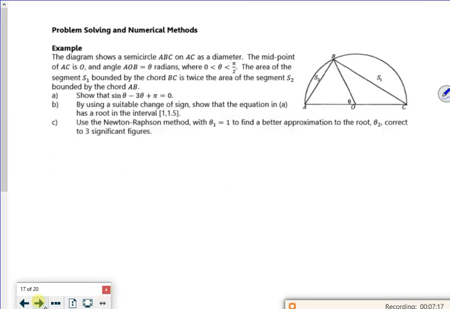Let's have a look at the next one. So we've got a problem solving one now. So do you know what? I've got 7 minutes. I'm going to stop and start again.